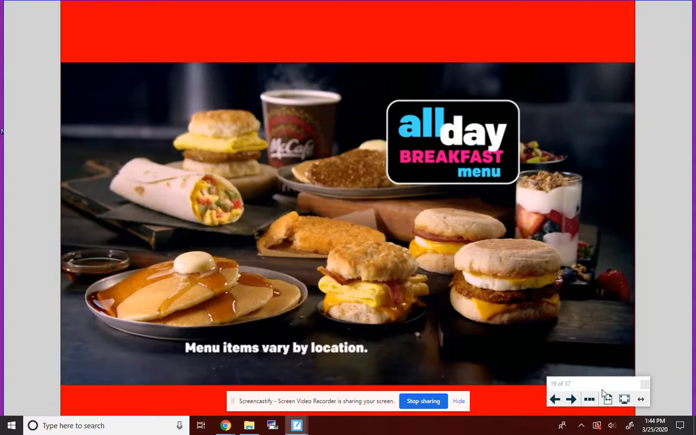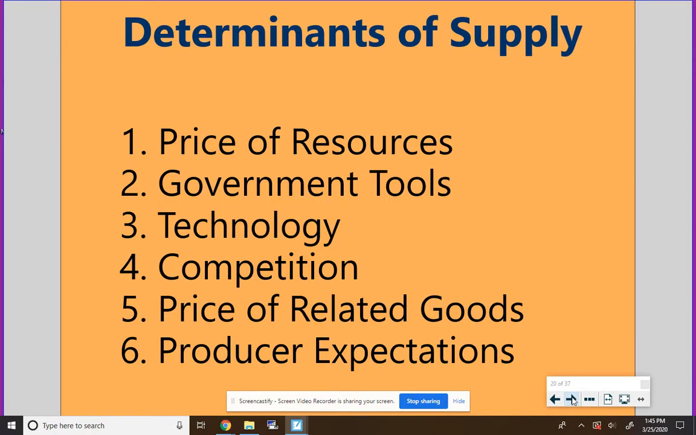Well, when they did that, McDonald's had to change some of their supply of items. Like, they now need more eggs. So the supply of eggs that McDonald's is getting shifted to the right. The price of eggs hasn't changed. The price of bacon, ham, the McMuffins, the English muffins, the biscuits, the hash browns, those things haven't changed, but supply shifted to the right. So price didn't change, supply did.